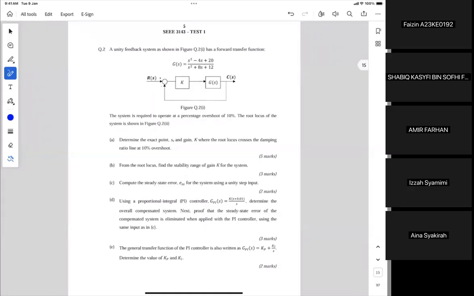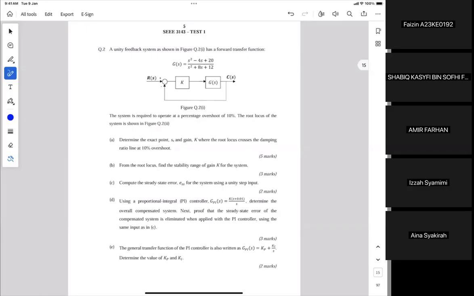D. Using a proportional integral PI controller, G_PI is equal to K(s + 0.01) over s. Determine the overall compensated system. Next, prove that the steady state error of the compensated system is eliminated when applied with the PI controller using the same input as in C. The general transfer function of the PI controller is also written as G_PI equal to K_P + K_I over s. Determine the value of K_P and K_I. Thank you very much.